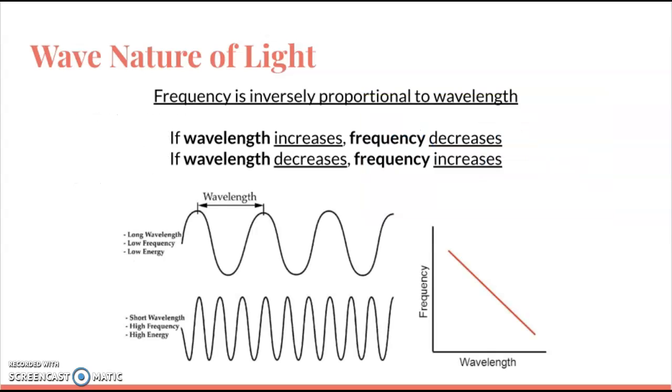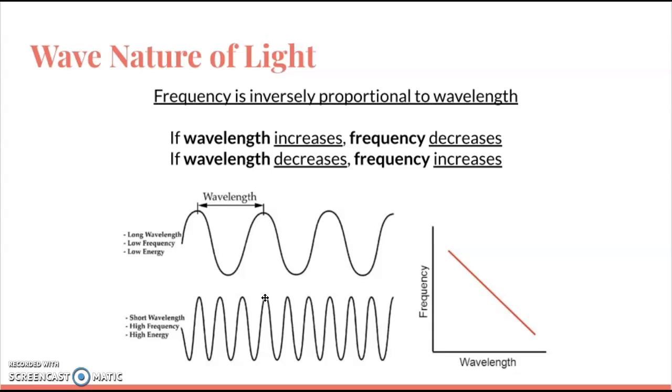And when we look at the wave nature of light, we see that frequency is inversely proportional to wavelength, meaning if my wavelength increases, meaning the space between my waves increases, my frequency actually decreases. So say from here to here is 1 second. Up here, this is 1 second. You see that I have a greater wavelength, but I only had 1 wave per that second.